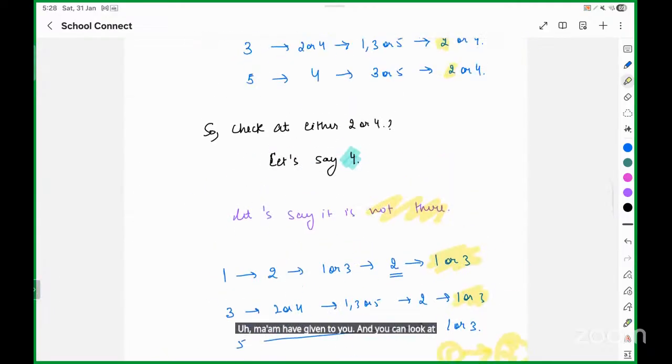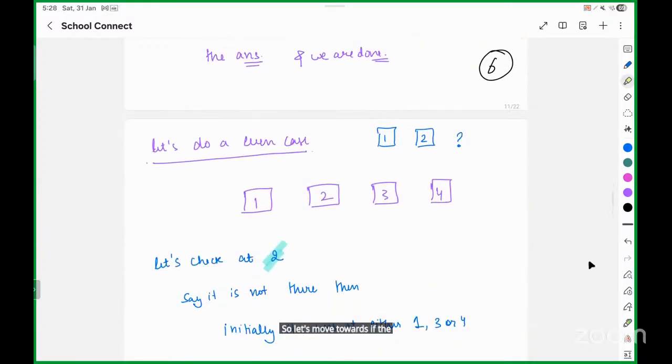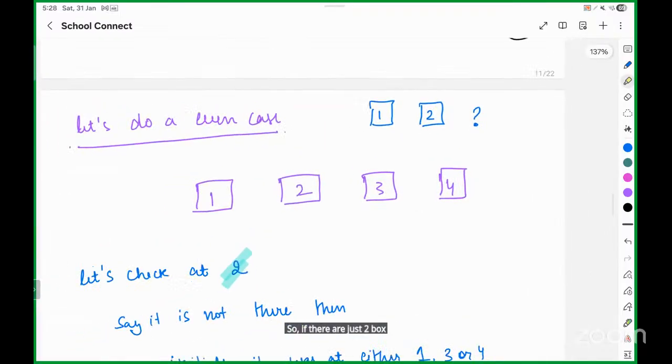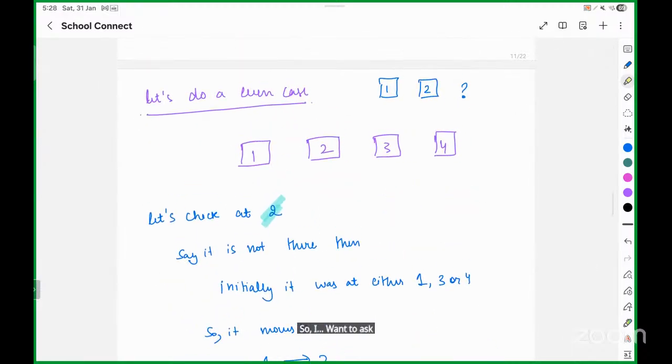Now this was the odd case scenario. So let's move towards if the boxes are even. If there are just two boxes, one or two, I want to ask, in how many questions can you answer this? If the boxes are only two, can you find the cat in two questions or in one question? In the worst case, I mean to say.